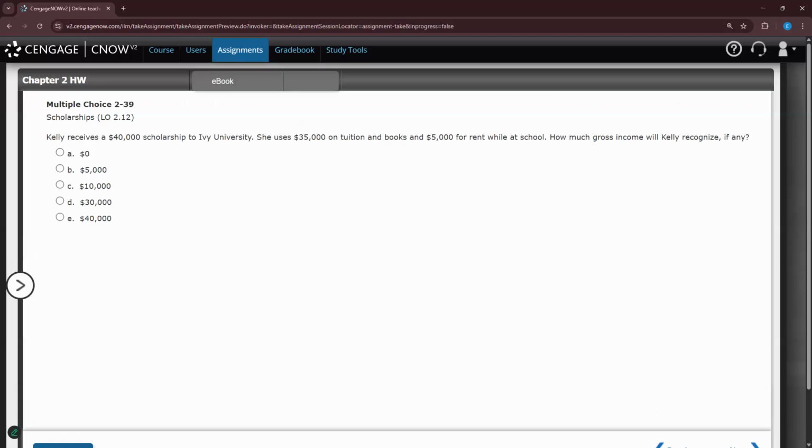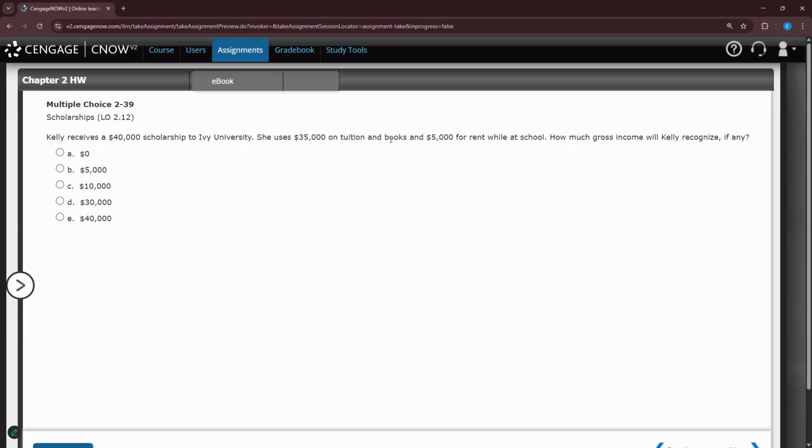All right, so we have about 2 more questions left. Here it states Kelly receives a $40,000 scholarship to Ivy University. She uses $35,000 on tuition and books and $5,000 for rent while at school. How much is going to be subjected to taxation? Once you receive a scholarship, any amount spent on tuition and books and qualified educational expenses is considered tax-free. Rent, room, and board, however, is going to be subjected to taxes.